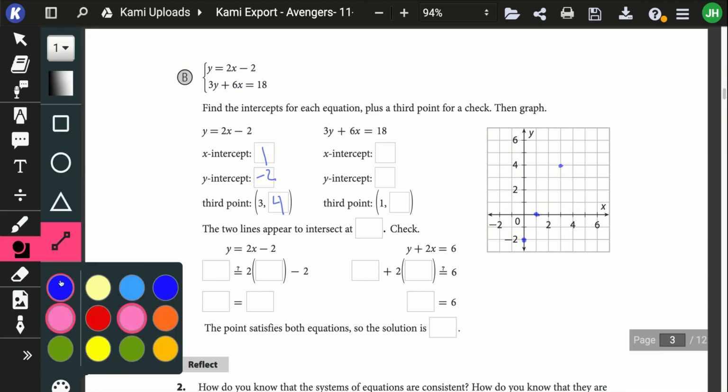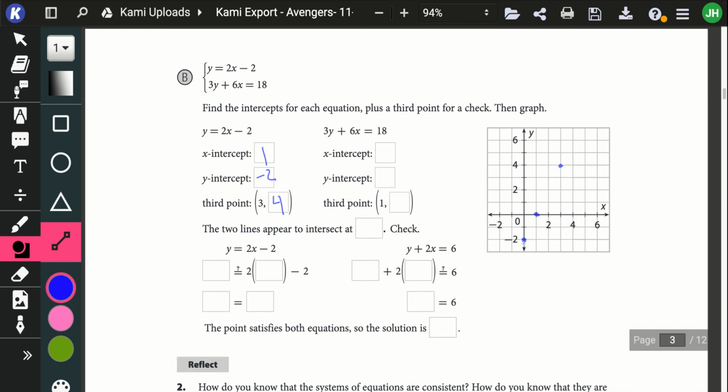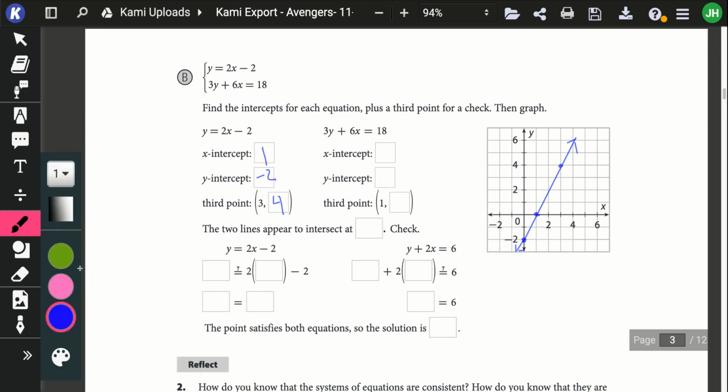Do these all line up? Let's look. Yes, they do. I'm going to put my arrows because you should always have arrows on your lines. I did not mark it wrong on the test, but I could have, and I will in the future. Let's try the other one.